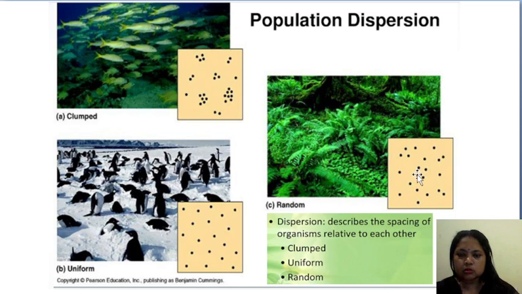Okay, but not so closed or so gathered like in clumped species. Okay, or in a clumped type of distribution. So I think you are clear about the population dispersion.